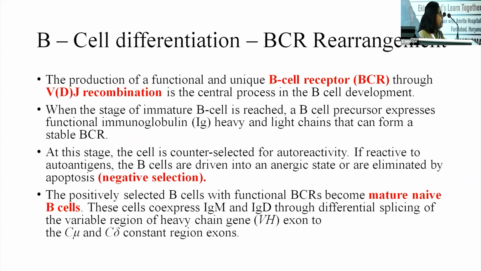Now, after that, what happens when the stage of immature B cell is reached? The functional immunoglobulin formation has been established and it forms a stable BCR. At this stage only, the B cells which are found to be autoreactive are eliminated by the process of apoptosis, and we call it the process of negative selection.